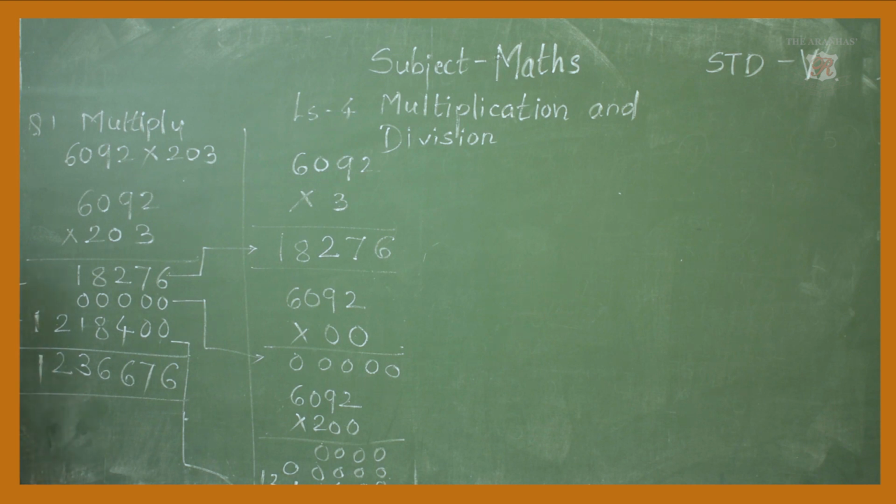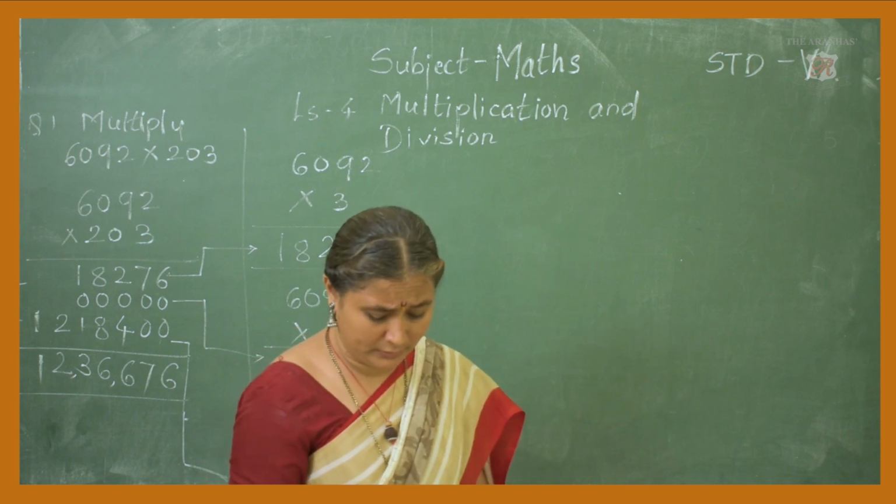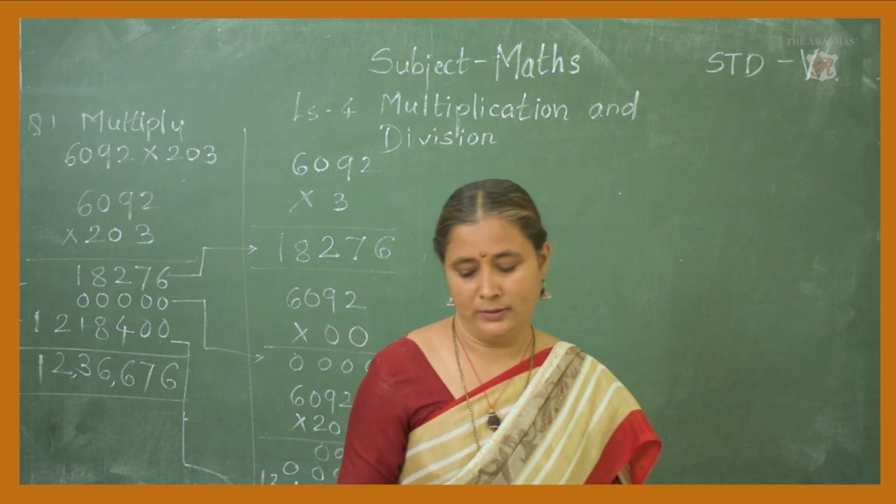So the answer is, spell now. Unit 10 100 1000 10,000 lakh 10 lakh. So the answer is 12 lakh 36,676.